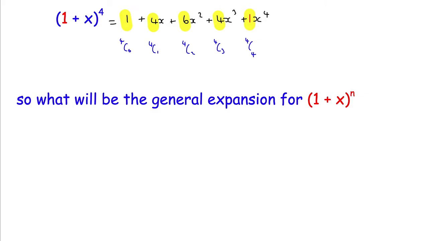Hopefully you can have a think about what that will look like. Obviously if it's an n, it's going to carry on until we reach n, but we can write something useful down for this. We're going to have 1. We're going to have whatever that n value is, nC1 x. We're going to have nC2 x squared, nC3 x cubed, and that's going to carry right on up until we get to nCn, which is 1, and we'll have x to the power of n at the end.